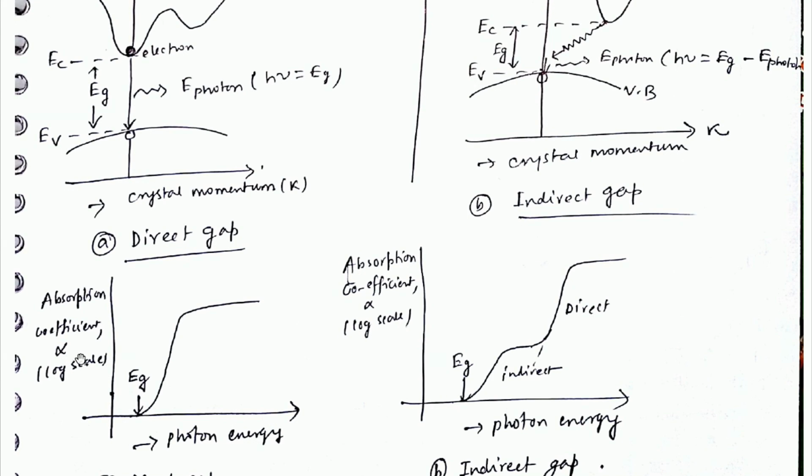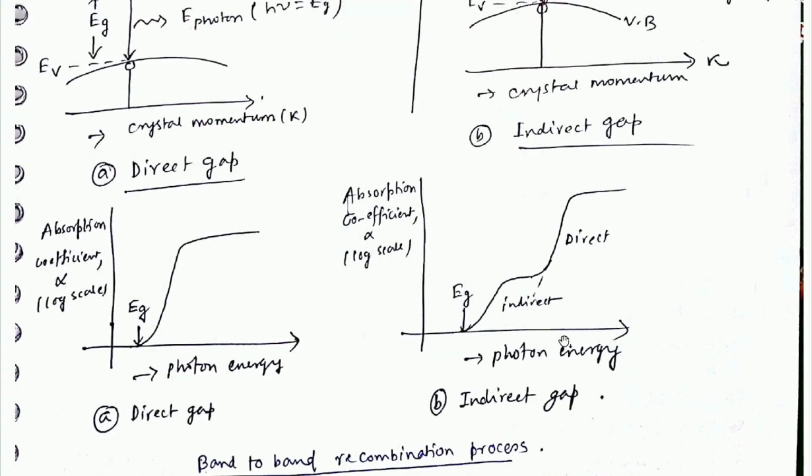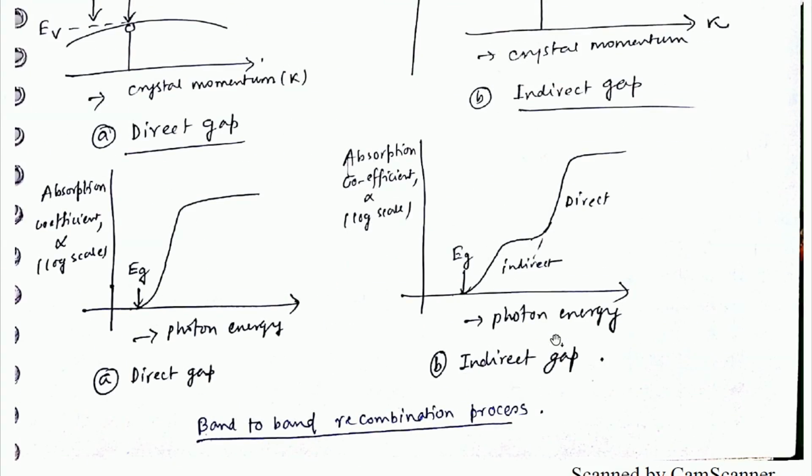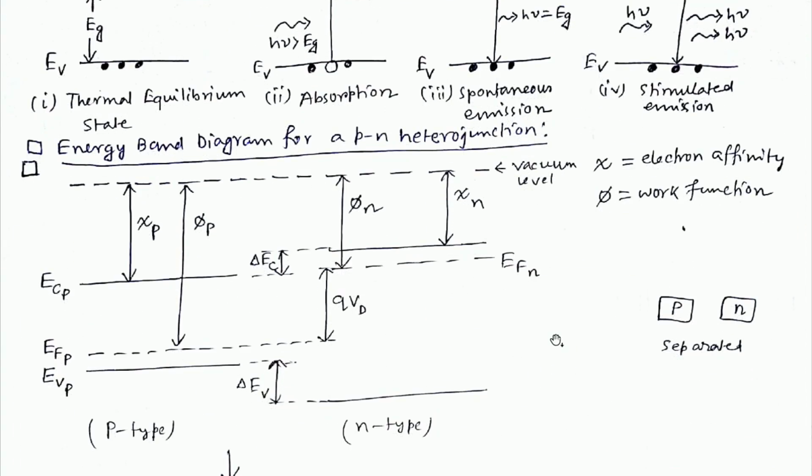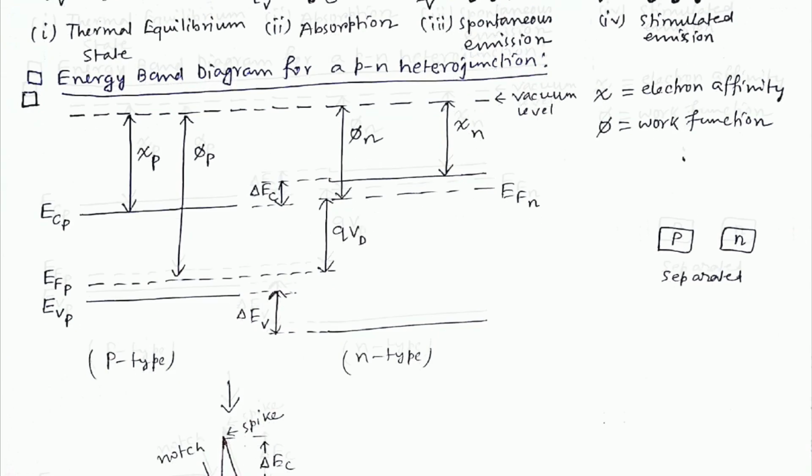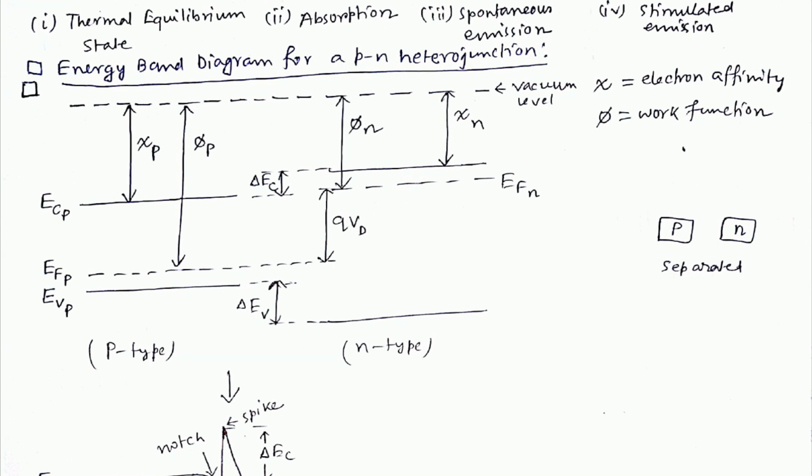Absorption coefficient for a direct band gap semiconductor is like this, and the indirect gap is a mix of direct plus indirect. Okay, so the energy band diagram for a PN heterojunction. This type of thing doesn't come into your GATE exam, but it is there in the NET exam syllabus, so you should look at it. I am trying to make you understand.